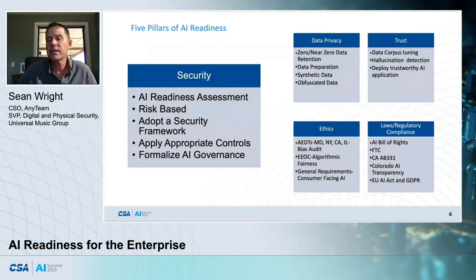Ensuring that there's trust, so having a data corpus tuning that is evaluating the output that comes back to the user around the specific use cases, identifying and detecting any sort of hallucination, and then refining that as you formalize and you evolve your data models, and then just deploying a trustworthy AI application.